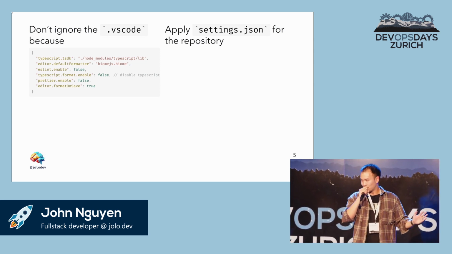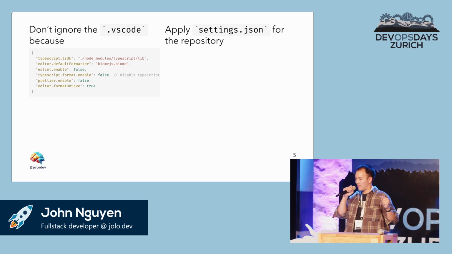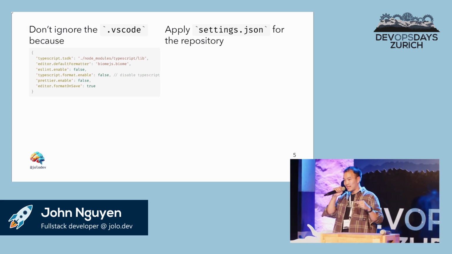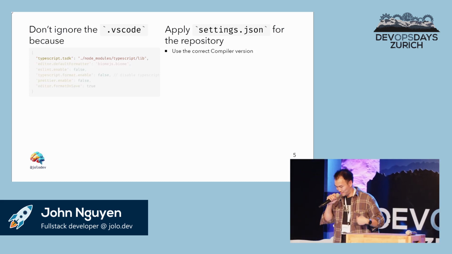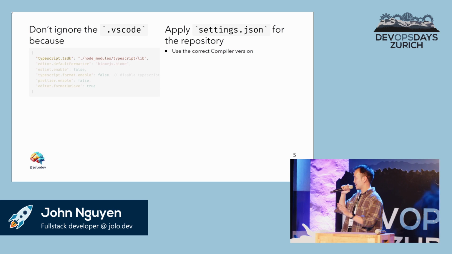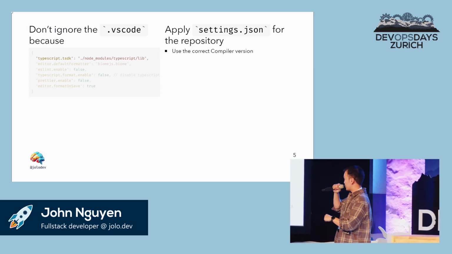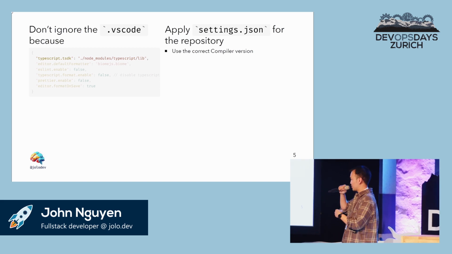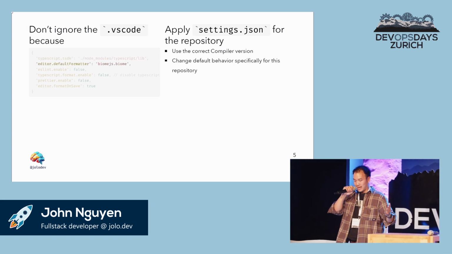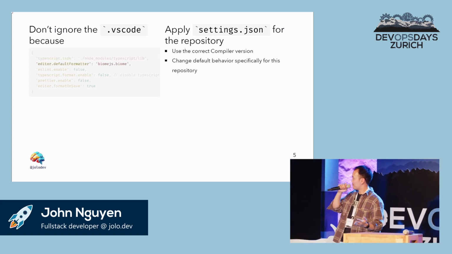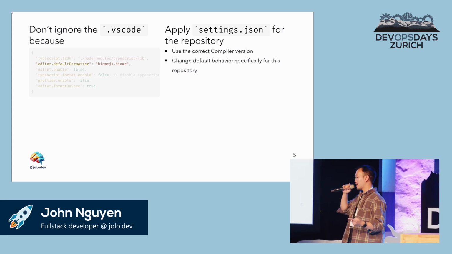So don't ignore VS Code, because you can add settings to the .vscode folder. So you can specify the correct compiler version. In this case, I use TypeScript, and this will point into the node_modules folder, directing to the correct TypeScript version for this project. And my team uses Biome.js. Biome.js is a tool which lints and formats out of the box.